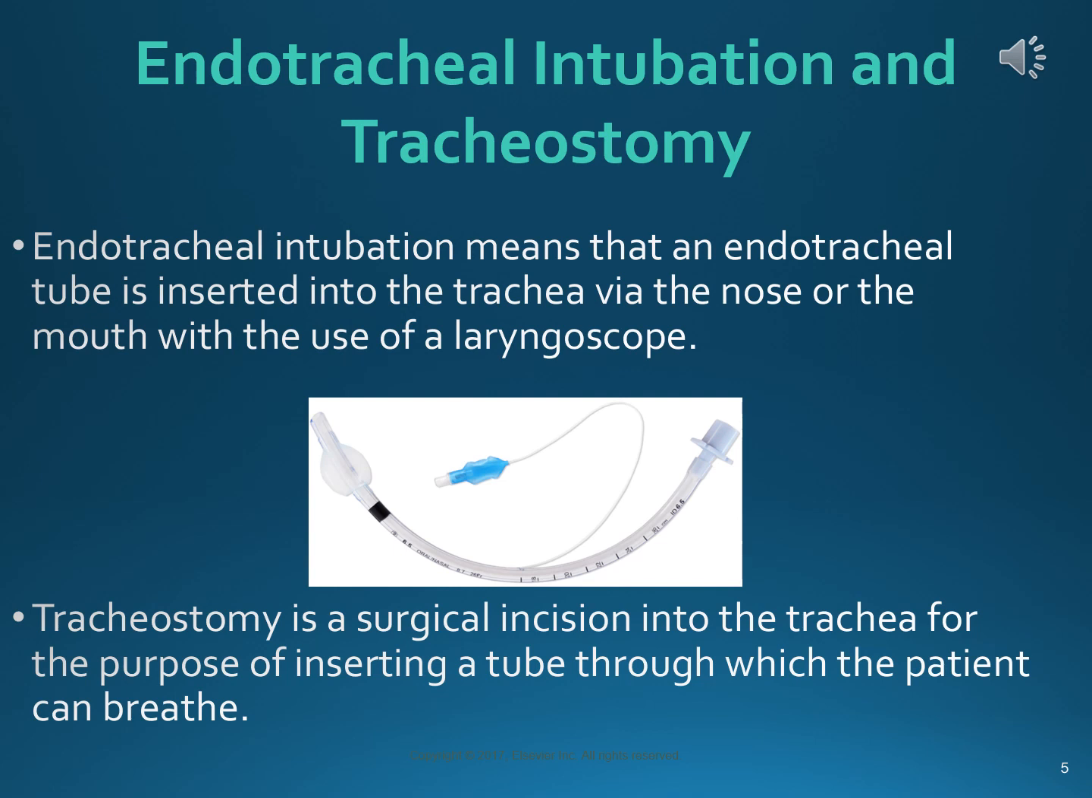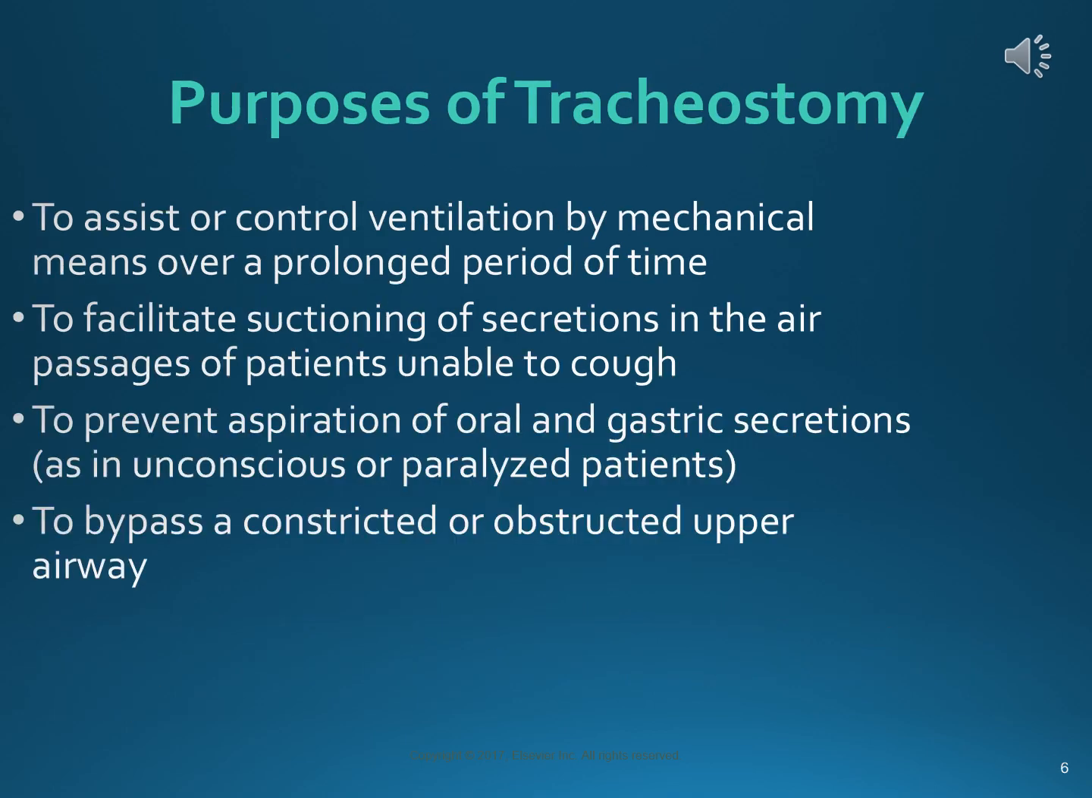A tracheostomy, on the other hand, is a surgical incision into the trachea for the purpose of inserting a tube through which the patient can breathe. So the picture that's here is of an ET tube, and you'll notice at the bottom there is a little cuff that they inflate to seal off the airway once the tube is in place, much like the cuff on a cuffed trach.